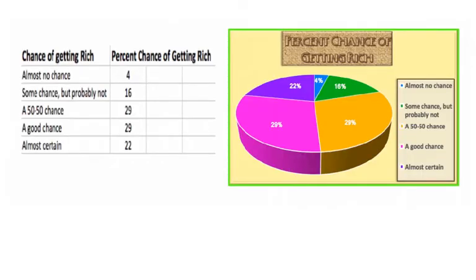Okay, so now let's talk about how you can go about making a pie chart. So if we take those percentages from the previous slide, 4% of all the respondents thought they had little to no chance of becoming rich by age 30. So to put that into a pie chart, we want to make sure that the wedges or the sectors of the pie chart correlate to the percentages. So this is also called a circle graph. So we've got a pie chart or circle graph.